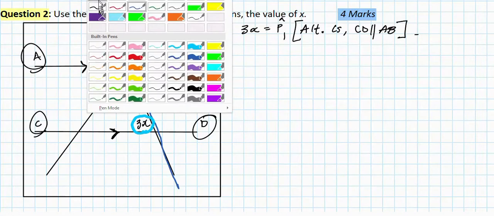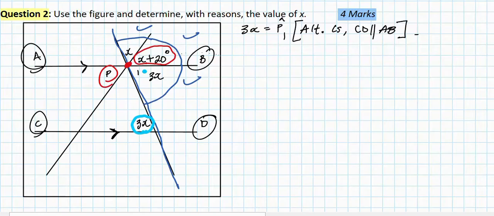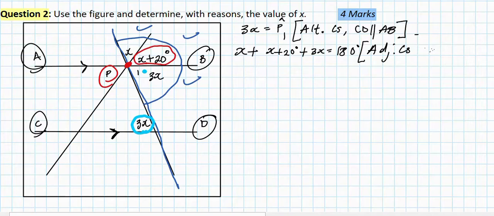So now I'm going to write that one down too. I'm going to say, if I add this angle, X, and I add another angle, which is X plus 20 degrees, and then I add this last angle, which is 3X, I must be able to get 180 degrees. Reason for that, adjacent angles on a straight line. I hope you still remember this reason and how to write it down.